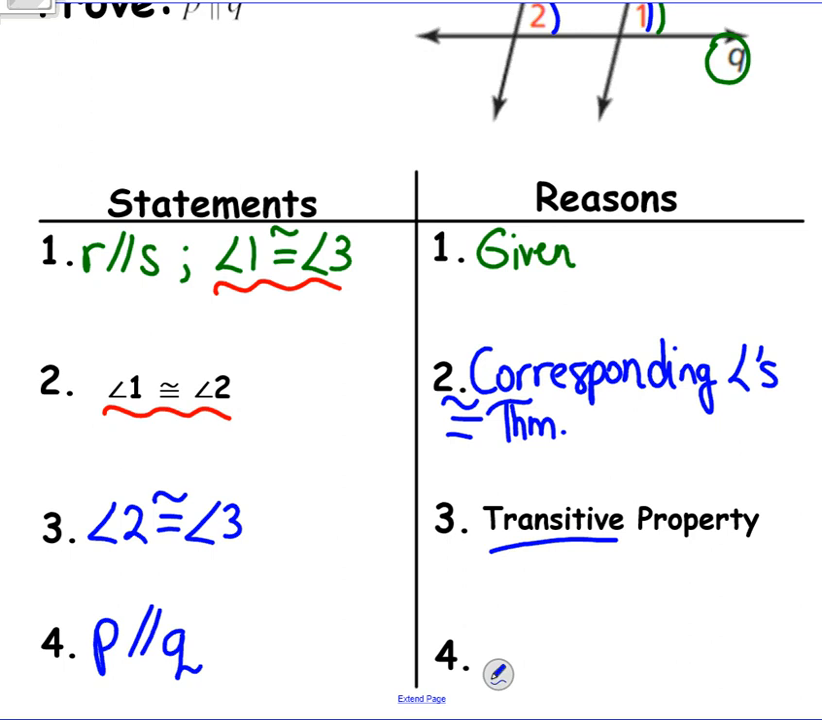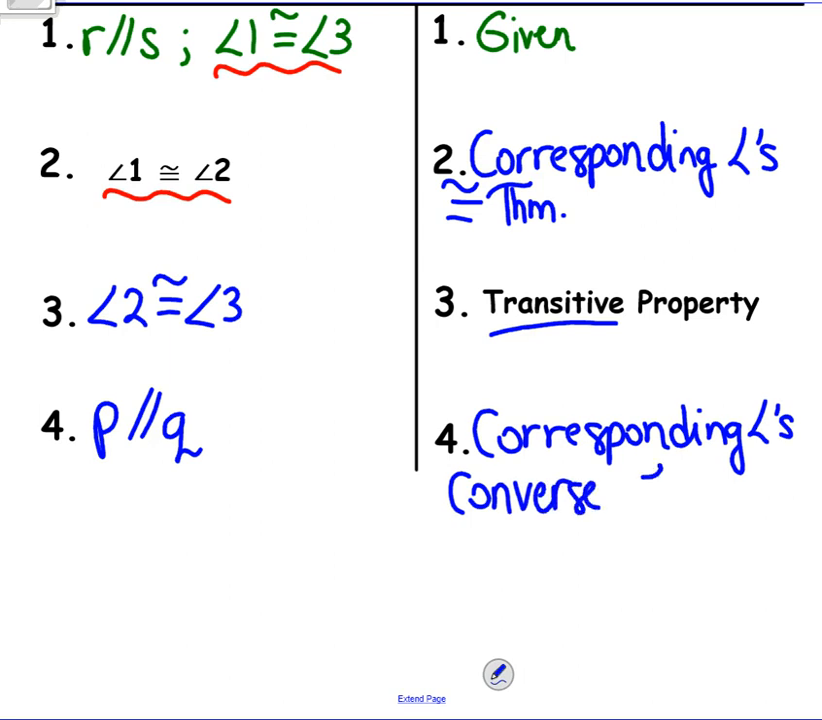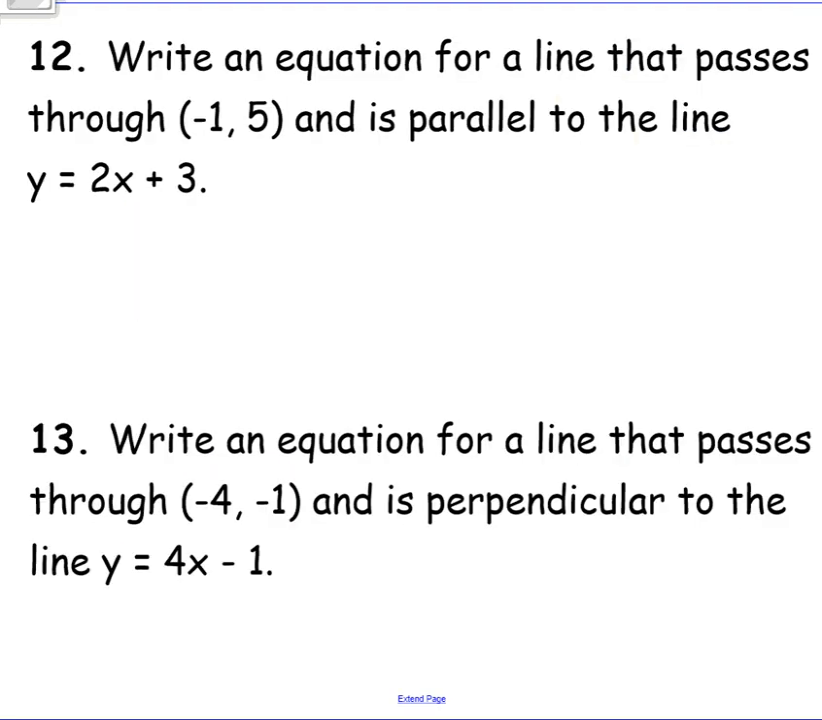So our final step, line P and Q are going to be parallel, and we're working with almost the same theorem as number 2, but it's the converse portion of it, corresponding angles converse theorem. If corresponding angles are congruent, then the lines that form those corresponding angles have to be parallel. Okay, check that off. Whoops, let's get to the right slide here. And this should be our final slide.